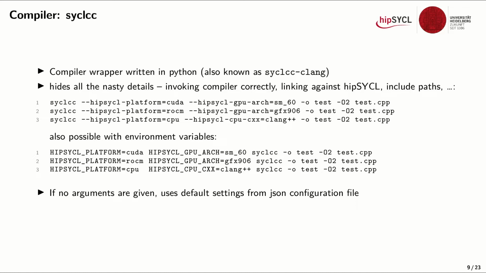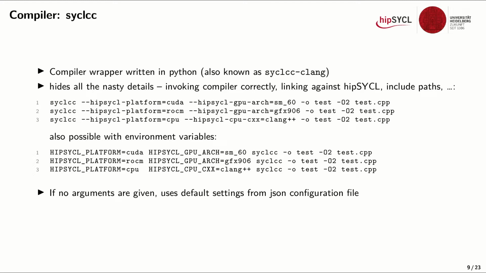SYCLcc just behaves like a regular C++ compiler with some additional hipSYCL specific options. For example, you can use the hipSYCL platform argument to set your target platform to CUDA, rocPRIM or CPU, depending on what you want to target. And then if you want to target a GPU, you can also use hipSYCL GPU arch to set your GPU target architecture. For example, SM60 for Pascal or GFX 906 for AMD Vega 20.